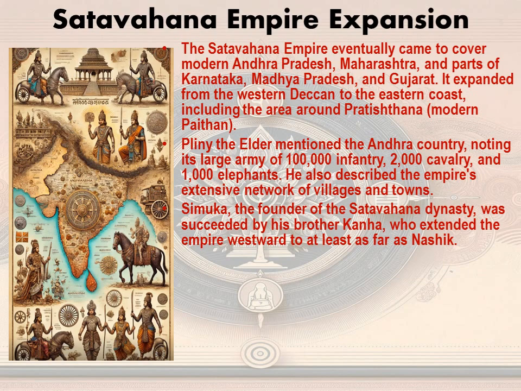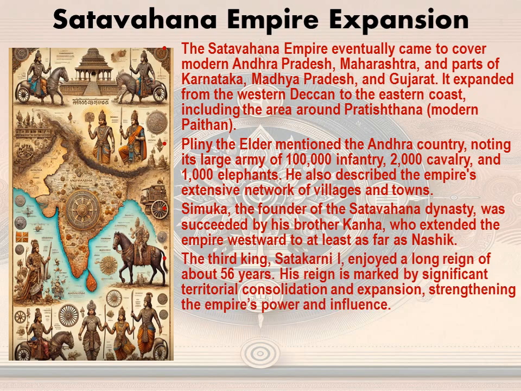Simuka, the founder of the Satavahana dynasty, was succeeded by his brother Kanha, who extended the empire westward to at least as far as Nasik. So Simuka was the founder of the Satavahana dynasty, but he could not expand his empire a lot. That was done by his brother Kanha, who expanded the empire westward to the area of present day Nasik.